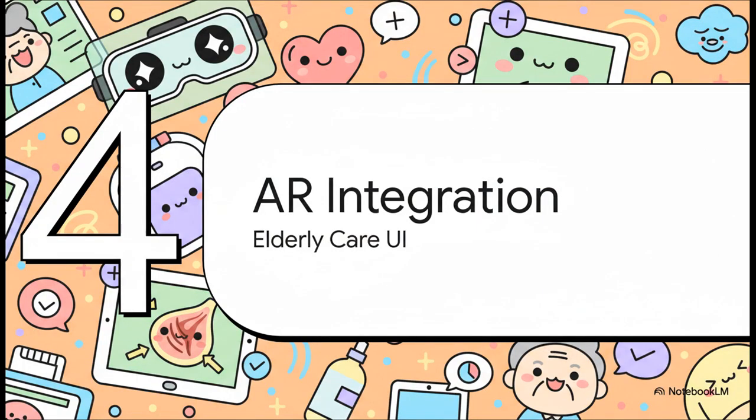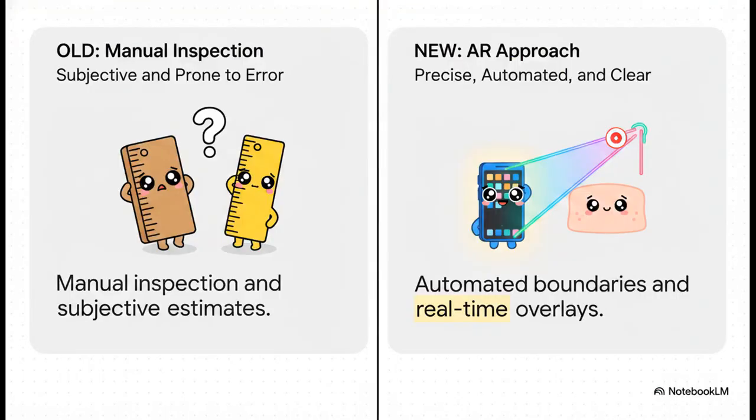All right, let's look at the presentation layer in Section 4, AR overlays for elderly care. Because here's the thing. Having a highly accurate AI is great, but it absolutely has to be useful right there at the bedside. Historically, caregivers relied on manual inspections and, literally, holding up physical paper rulers next to a patient, which, as you can imagine, is about as subjective and error-prone as it sounds. This new approach leverages frameworks like ARCore and ARKit to superimpose real-time, automated boundaries directly onto the camera feed. It completely removes the guesswork.